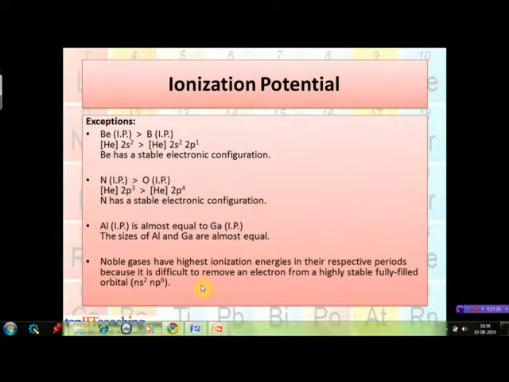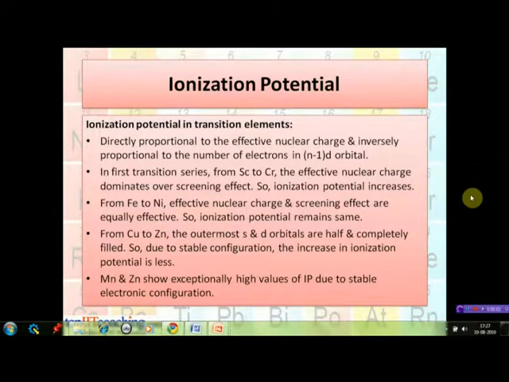also equal. And as we observed in the table, noble gases have very high values of ionization energies in their respective periods. It is because of the reason that they have very stable electronic configuration with fully filled orbitals, and therefore it is very difficult to remove an electron from their atom.